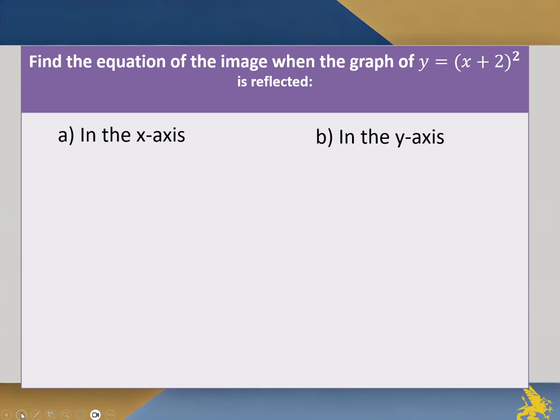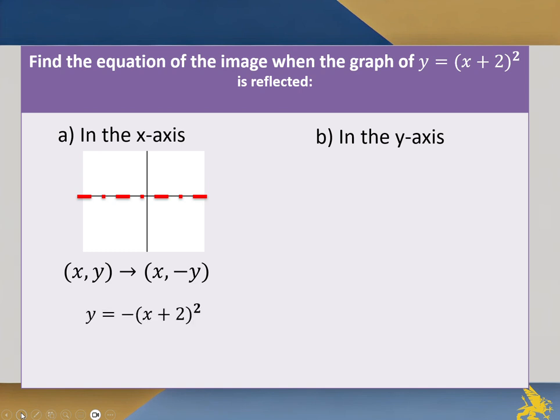The first example, find the equation of the image when the graph of y equals x plus 2 squared is reflected. So the first thing I'm going to do is just put an image up of that mirror line. So if it's reflected in the x-axis, it means the y value is going to have the negative. So that means the negative will be out the front of that equation and it will become y equals negative in brackets x plus 2 squared.